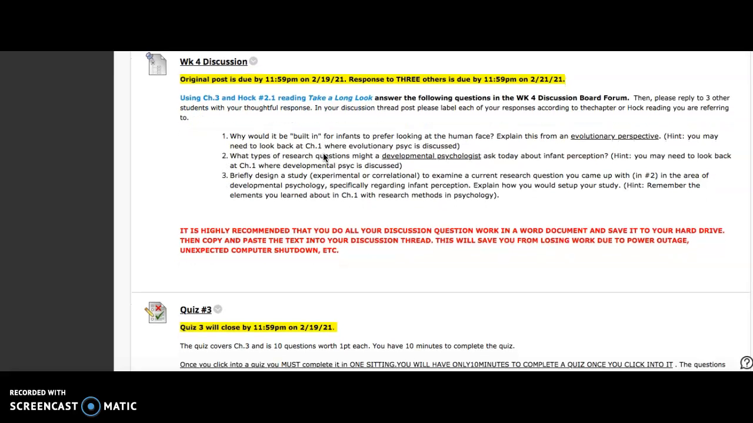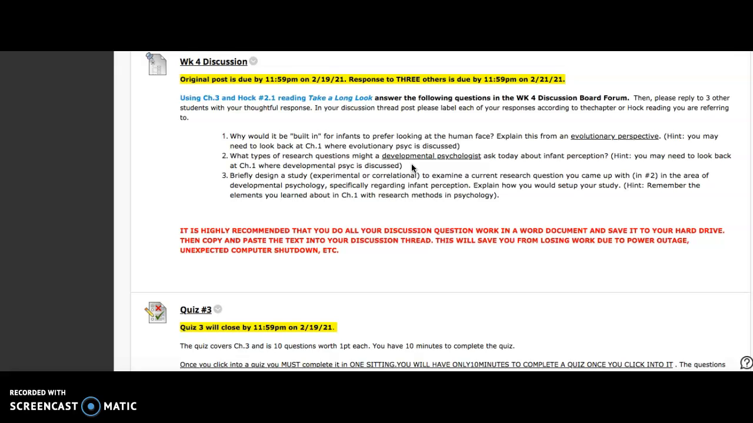Next, what types of research questions might a developmental psychologist ask today about infant perception? So what kind of modern, current question would a developmental psychologist be interested in? You might need to go back to chapter 1 again and refamiliarize yourself with, okay, what is developmental psych? What kinds of things do they look at? Obviously, they look at development across the lifespan of the individual, so everything from infant to geriatric populations. And so they're going to be interested in developmental stages. What would they want to know today that isn't already known about infant perception?